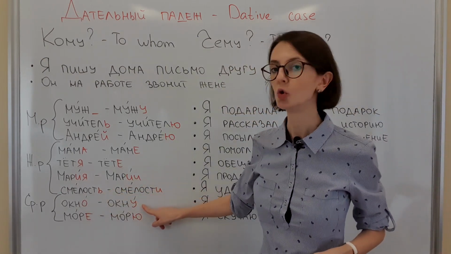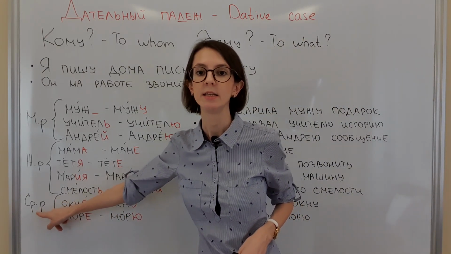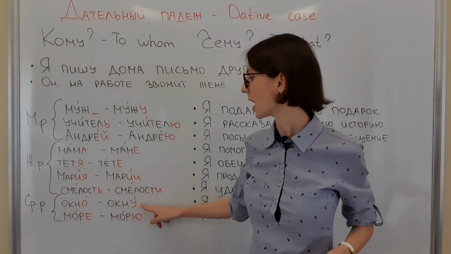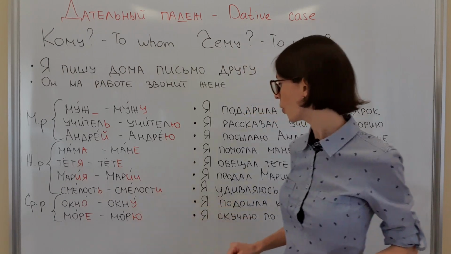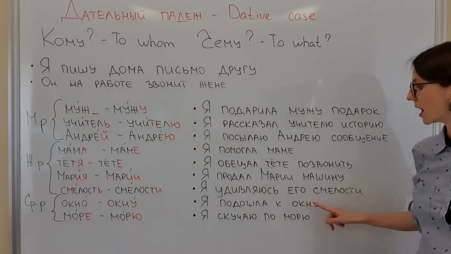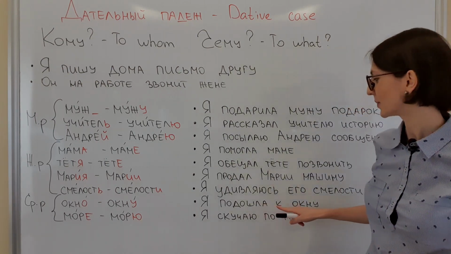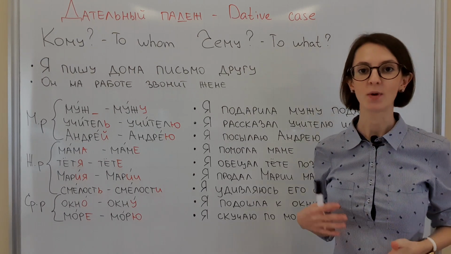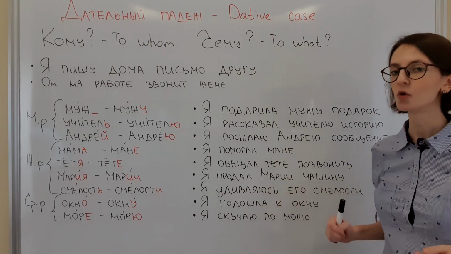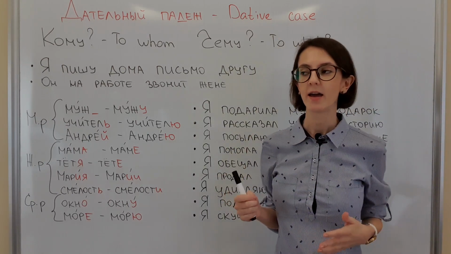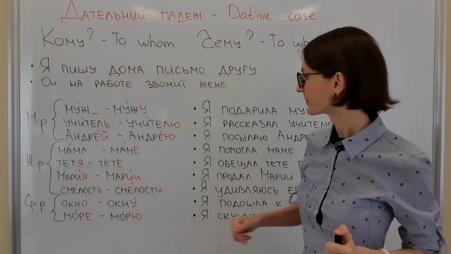Окно, окну, window. By the way, this is already neuter, средний род. Окно, окну, window, it's neuter. О we change to у. Я подошла к окну. And yes, with verbs of motion and preposition к, we use dative case. We are going to talk about it a little bit later. Я подошла к окну means I approached a window. I came closer to a window.